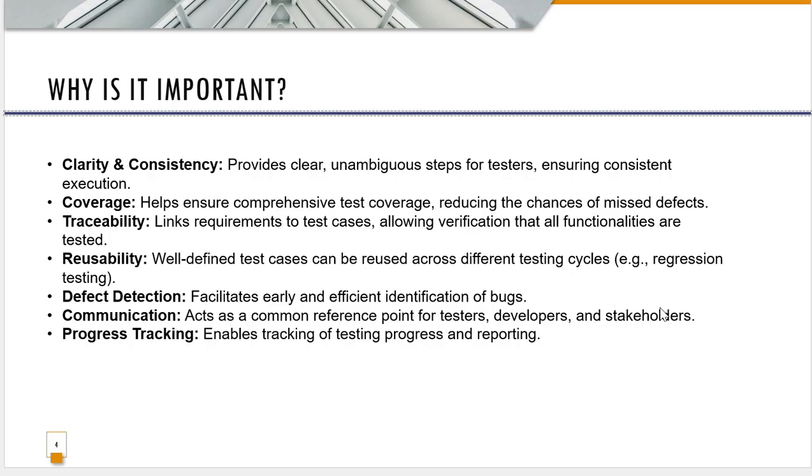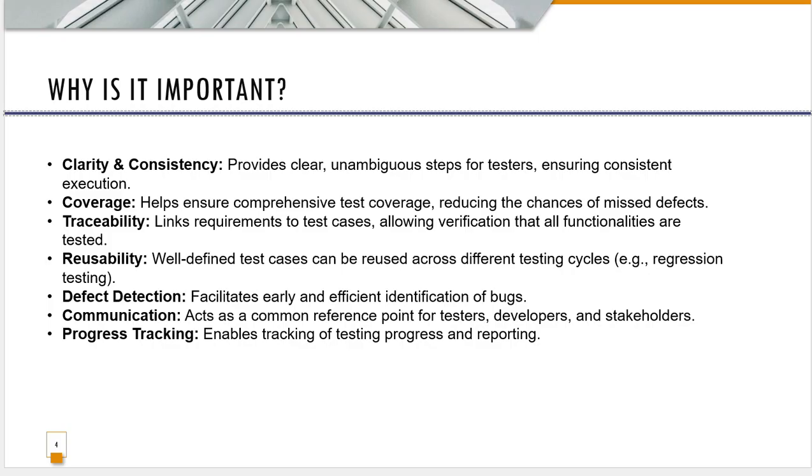So we make sure that we test all these scenarios, and that assurance we get from the test case document. Coverage: it helps ensure comprehensive test coverage and reduces the chance of missed defects. I already mentioned it helps us reduce the chance of defects. If we cover all the possible scenarios and test cases, positive and negative, and do the testing on all of them, it will improve efficiency and reduce the chance of reverting the code.